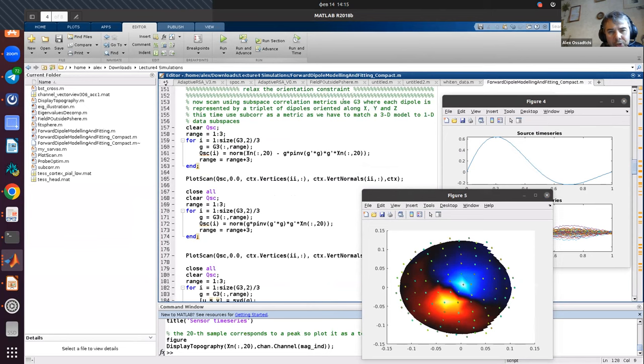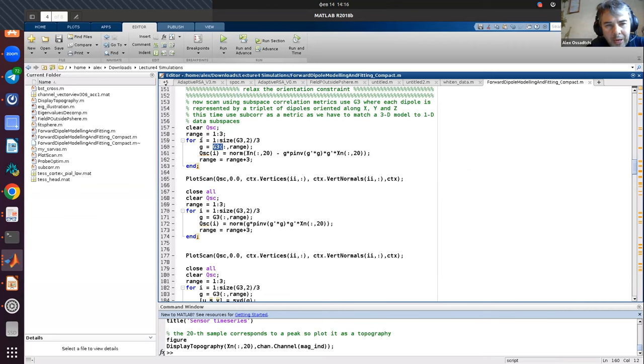Let's relax the orientation constraint. So again, this is only a portion of the code that I want you to pay attention to, because I will not be explaining the rest. See, the matrix G3 is the matrix that has a triplet of columns per each location. So now we take the ith triplet, and the range goes from 1 to 3. For i equal 1, we will have the first, second, and third columns of G3, and this will be G.